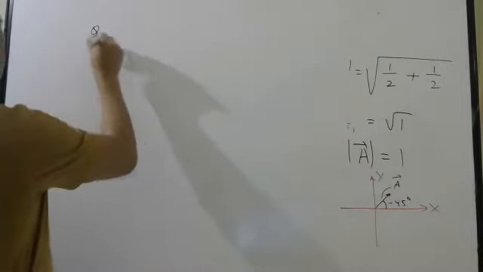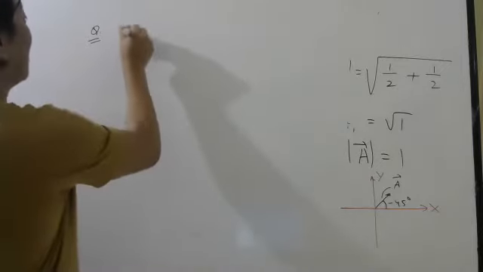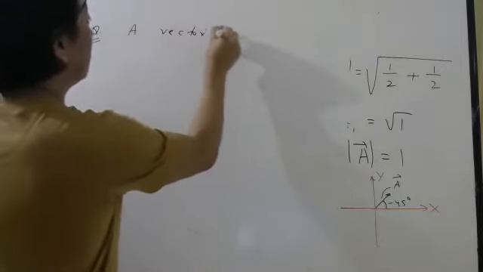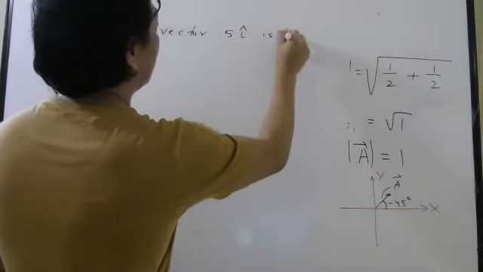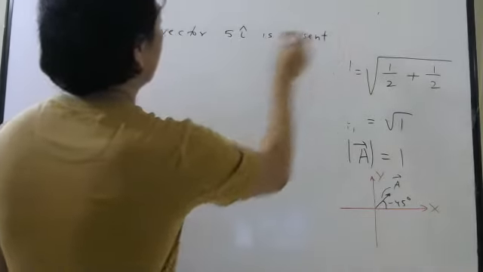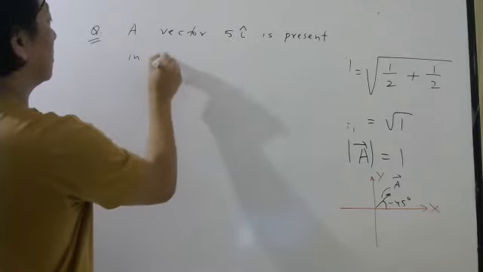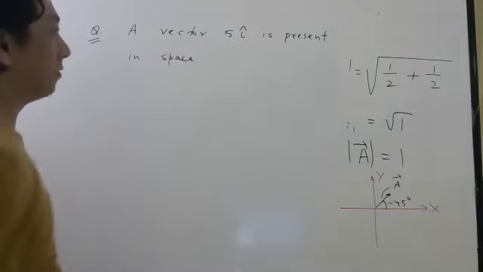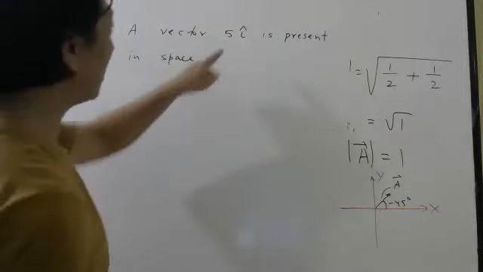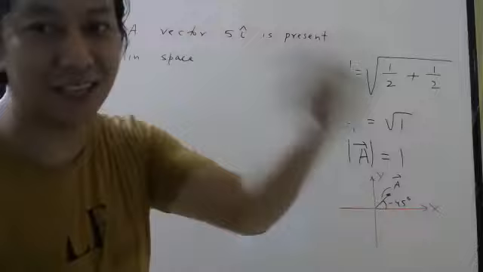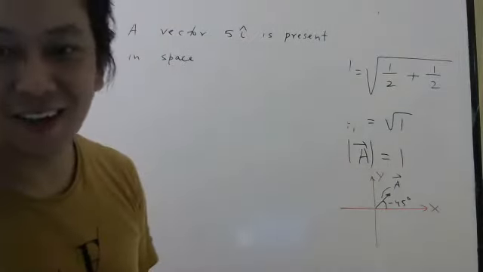Okay, another question for you to try. A vector 5i cap is present in space. Can you tell me where this vector is? In the question they said in space, but we know where it is, right? Along the x-axis. Super.